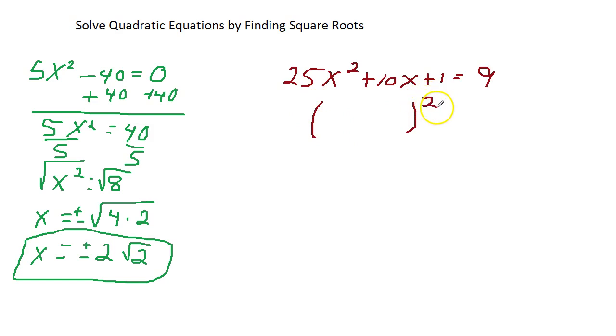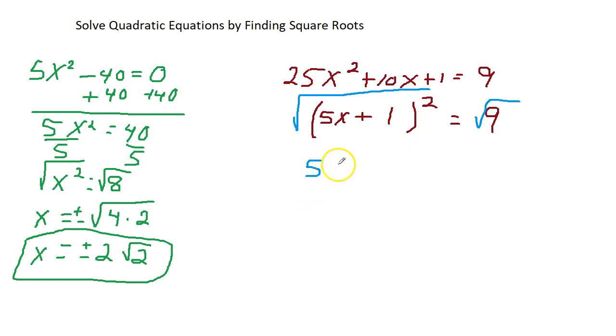It will be quantity squared. Square root of 25x squared, 5x. I write the sign from the middle term. Square root of the last term, 1. Equals 9. My next step is I am going to take the square root of each side. So square root of the left side, square root of the right side. Square root of 5x plus 1, quantity squared, just cancels with the square.